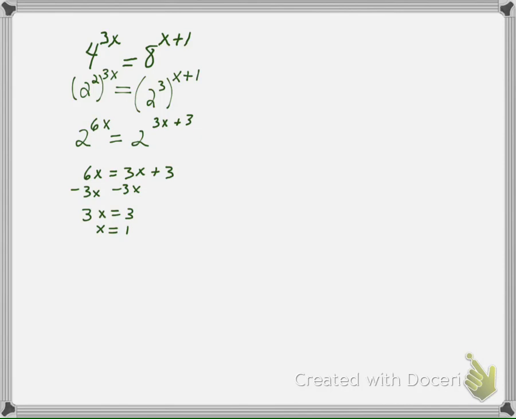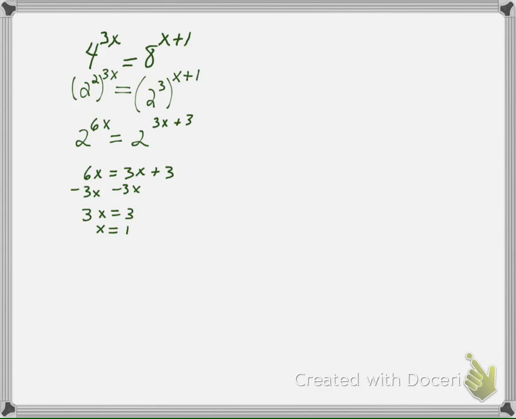Now, would it be important to check our answer? I would think so. We go all the way back up to the original problem, and we say, okay, well, if x is 1, 3 times 1 is 3. What is 4 to the third power? Everybody, come on now. 64. Let's put it on the other side. 1 plus 1 is 2, and 8 squared is also 64, and so it all checks out. Not bad?